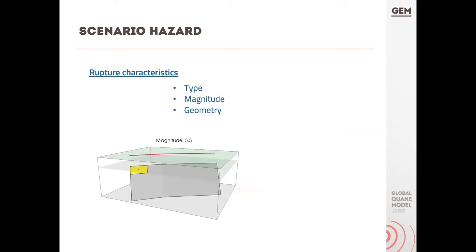Some other information that you need when you're modeling earthquake ruptures is the type of fault, the magnitude of the event, and the geometry of the rupture. This could include definitions of the rupture plane itself, or some other ways of defining the rupture geometry that we'll get into.